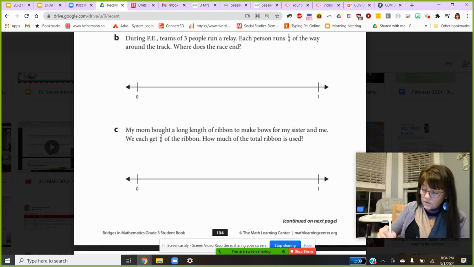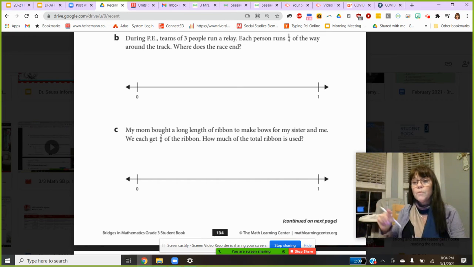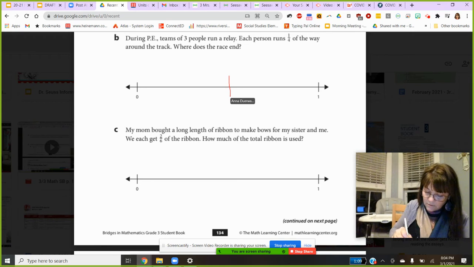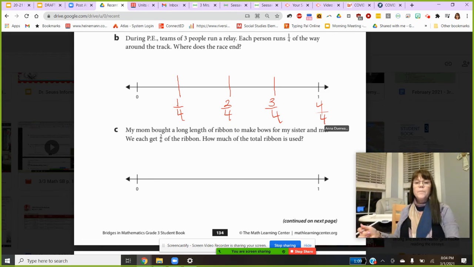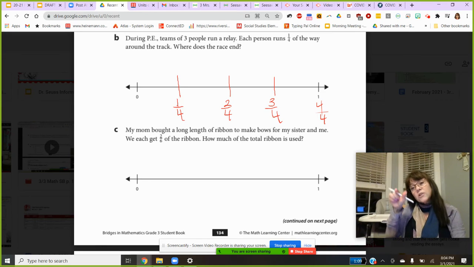Okay, so if we're taking this and we're splitting it up into quarters, I need 4 equal sections, so I'm going to draw 3 lines to make 4 equal sections. So this is 1/4, 2/4, 3/4, and 4/4 makes a whole. Okay? So that's how we're going to label it out. And then we know each of those sections is equal to 1/4.